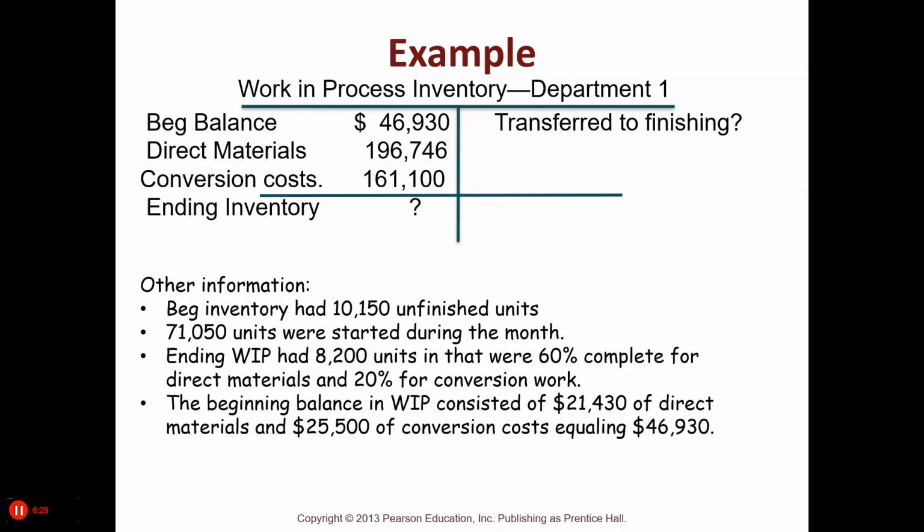We had a beginning balance, we added direct materials, and we added conversion costs. So other information, we had beginning inventory, 10,150 unfinished units. We started another 71,050. We had ending work in process of 8,200 units that were 60% complete for direct materials, which means that direct materials are added during the process, and 20% for conversion work. The beginning balance in work in process consisted of 25,500 for direct materials and 46,930 for conversion costs. Now we have everything we need to work the problem.